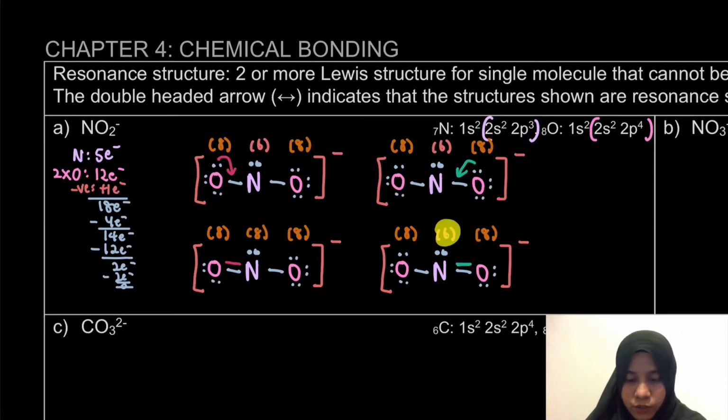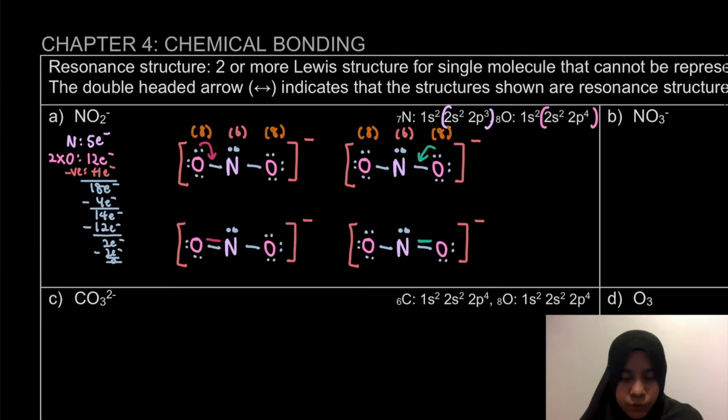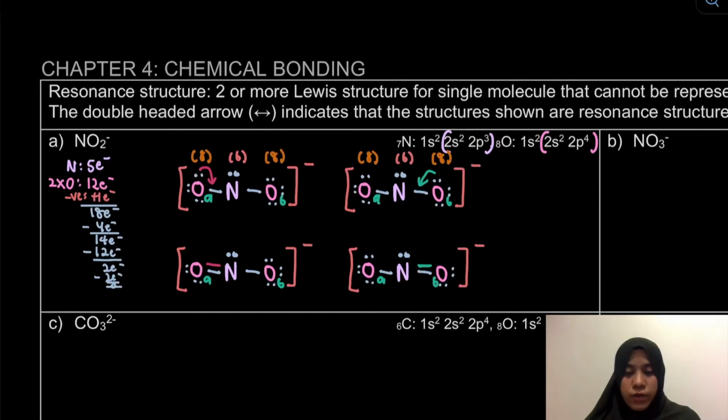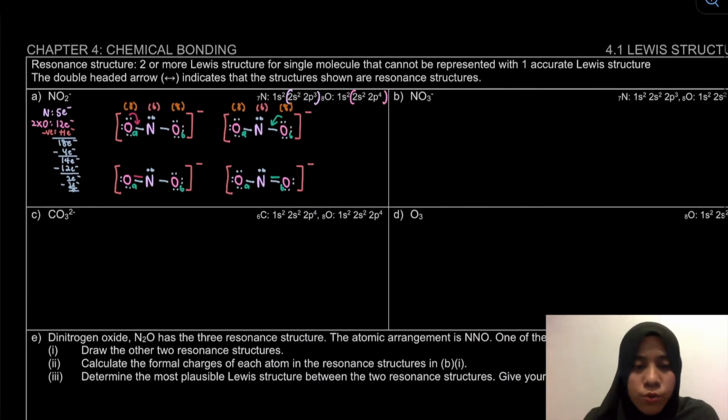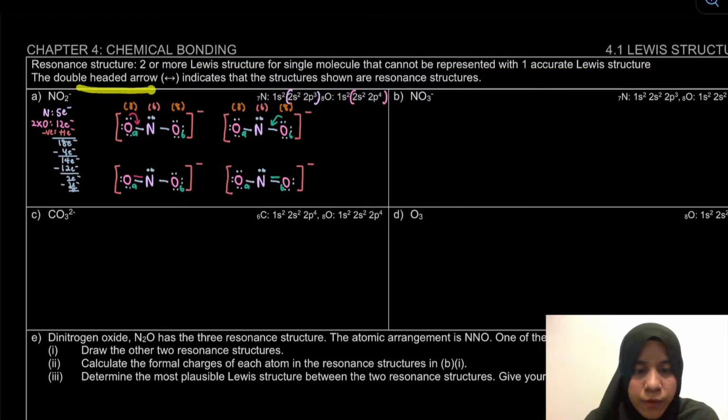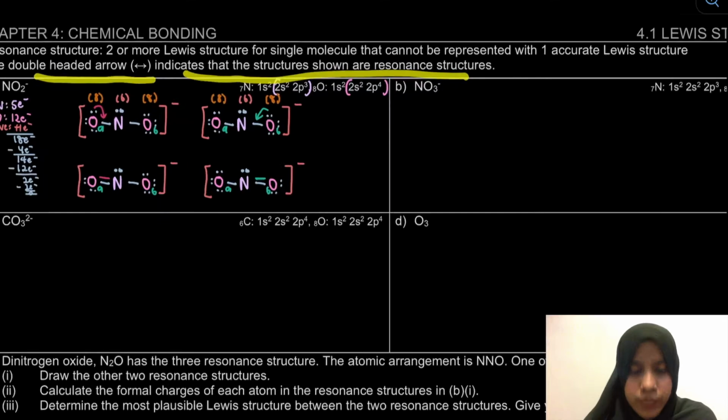Here its electrons are not 6 anymore, its electrons have become 8. So all of these have actually reached 8. I'm just going to label it oxygen A, oxygen B. As we can see, in the first structure the double bond is between nitrogen and oxygen A. The other structure is between nitrogen and oxygen B. So this is what we call resonance structure: two or more Lewis structures for a single molecule that cannot be represented with one accurate Lewis structure, and the double-headed arrow indicates that the structures shown are resonance structures.